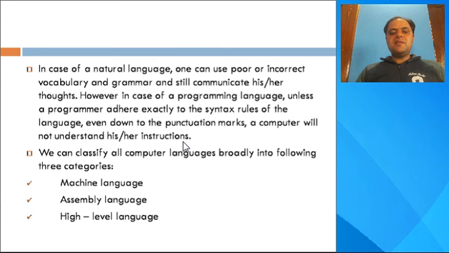For example, if I say what is your name and I don't use the question mark in the end, then you can understand what I am asking. But this is not the case with computer languages. Computer languages need to be grammatically correct. Even punctuation marks need to be correctly placed because computers don't have common sense. We can classify all computer languages broadly into three categories: machine languages, assembly languages, and high level languages.